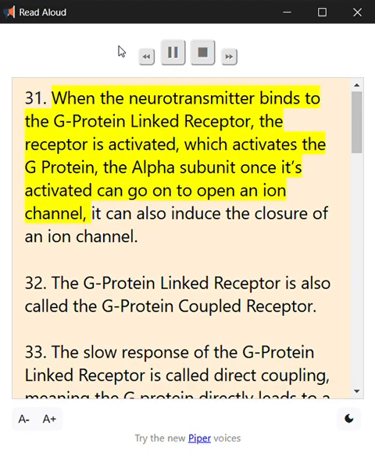31. When the neurotransmitter binds to the G-protein linked receptor, the receptor is activated, which activates the G-protein. The alpha subunit, once it's activated, can go on to open an ion channel. It can also induce the closure of an ion channel. 32. The G-protein linked receptor is also called the G-protein coupled receptor. 33.